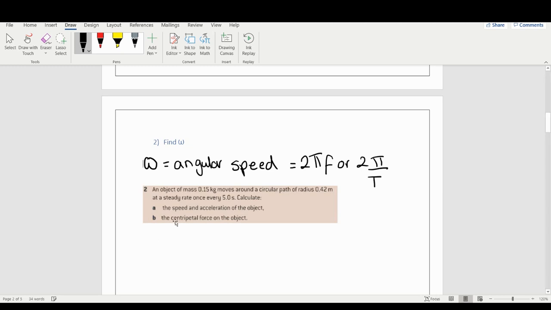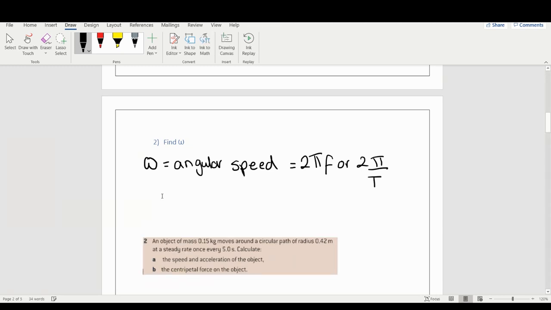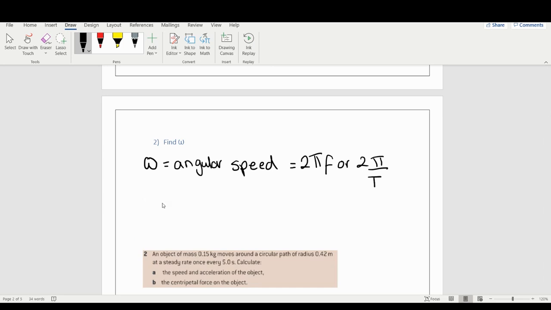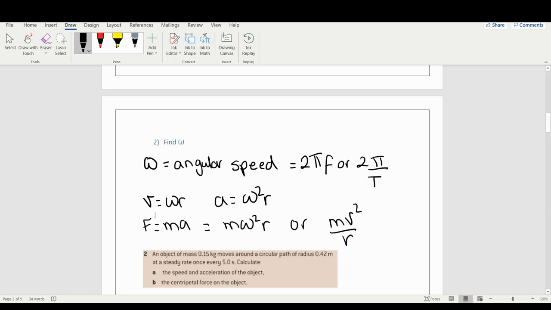And the reason I tell you to find this omega is because, one, it's really useful and it makes you realise you're actually dealing with circles, but also all the other formulas rely on it. So for example, velocity, the speed, is going to be omega r. The acceleration is omega squared r. And from that, you can of course use F equals ma, which then equals m omega squared r, or you can of course use m v squared over r because you know what a is, and etc.